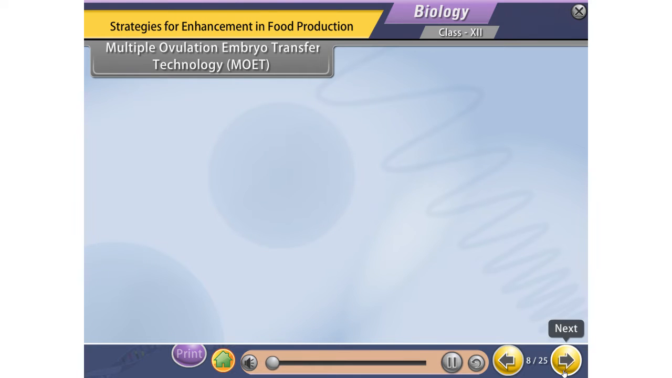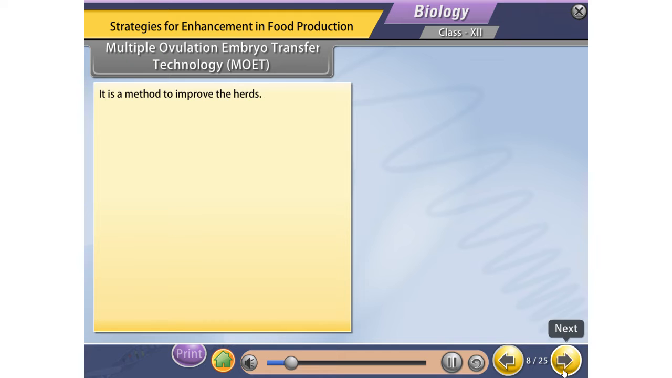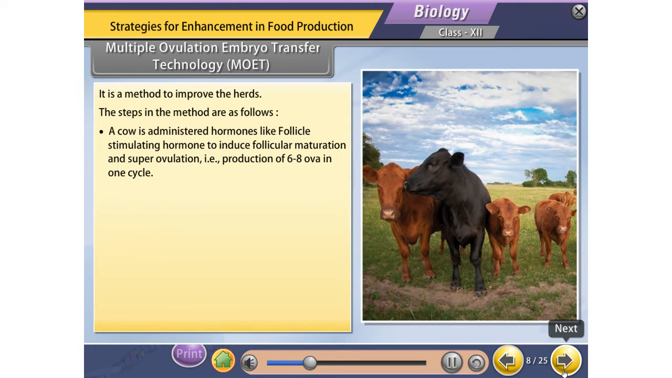Multiple ovulation embryo transfer technology (MOET). It is a method to improve the herds. The steps in the method are as follows. A cow is administered hormones like follicle-stimulating hormone to induce follicular maturation and superovulation, that is, production of 6 to 8 ova in one cycle.